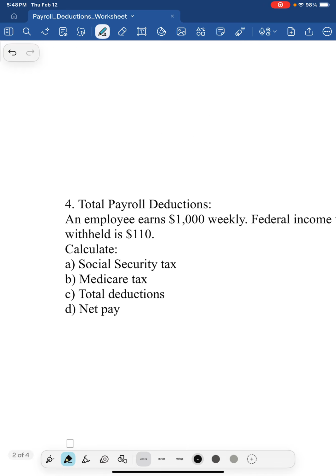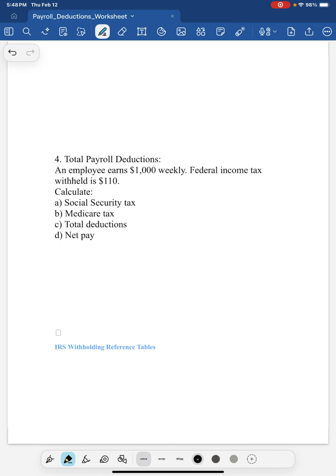Okay, we have one more to do. It says an employee earns $1,000 a week and their federal income tax withheld is $110. They've already factored that for you. So we need to calculate their Social Security tax. And what did we say that percentage was? Remember, we said it was 6.2, which gives us a multiplication factor of 0.062. And their Medicare tax, which we said was 1.45, which means we multiply by 0.0145. And then we need to find their total deductions.